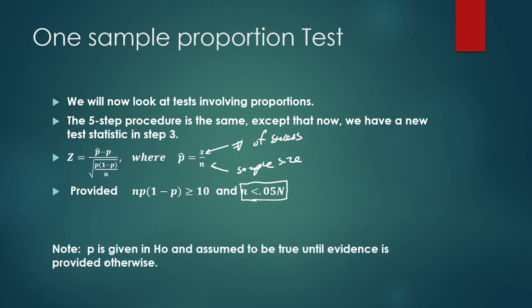Note that p is given in the null hypothesis and assumed to be true until evidence proves otherwise. This is similar to the judicial system. You're assumed innocent until proven otherwise.